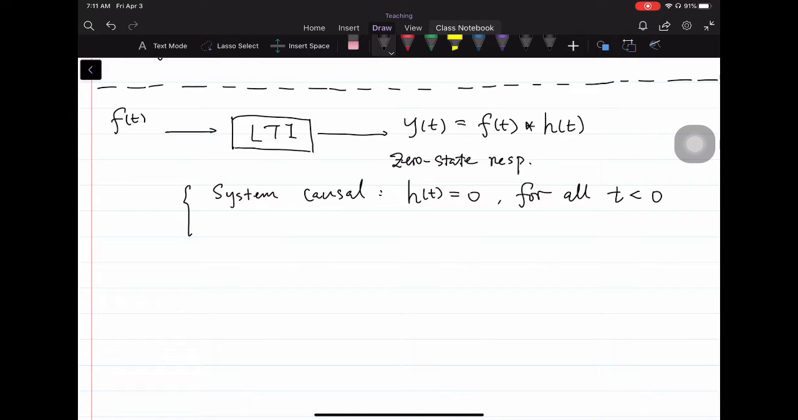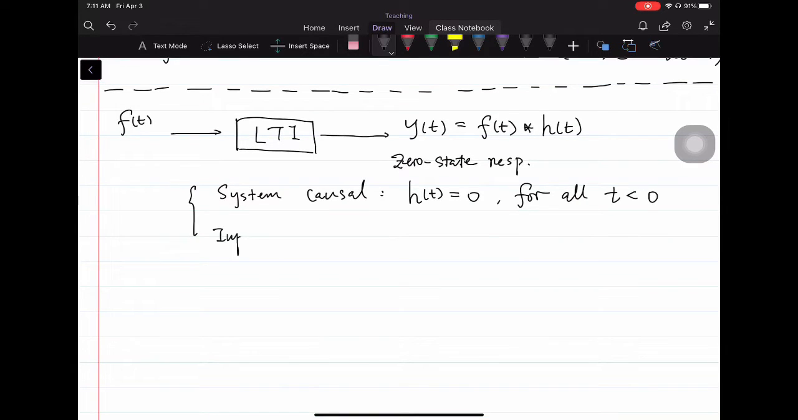Secondly, let's assume the input signal is also causal, meaning f of t is also 0 for all t negative. Because t equals 0 is kind of an artificial point, we choose to denote the starting point of our observation. So we can choose the input signal to be 0 before everything gets started.